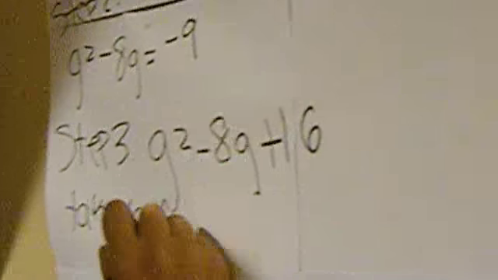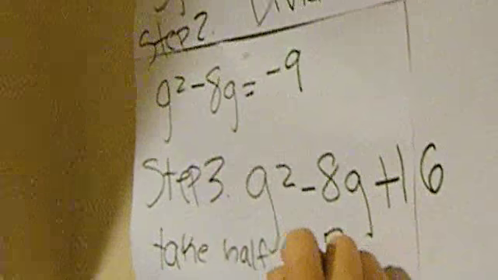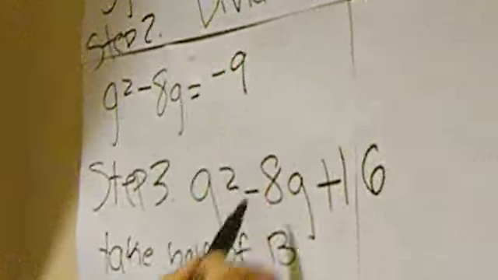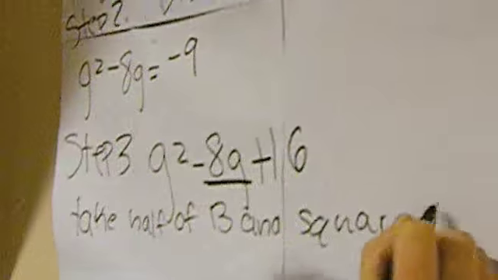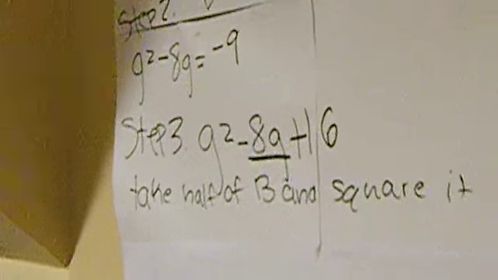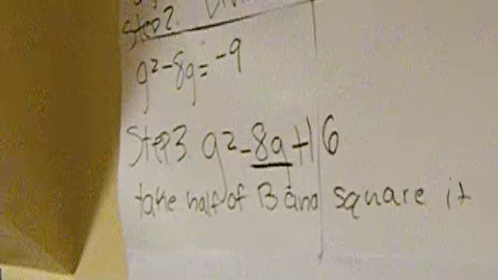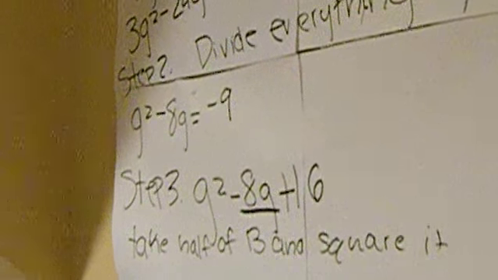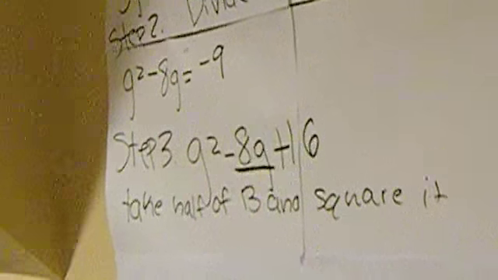So step 3 is to take half of b. This number is b. So, -8 divided by 2 is -4, then squared. -4 times -4 equals 16.